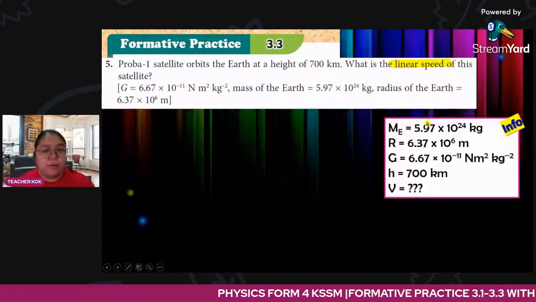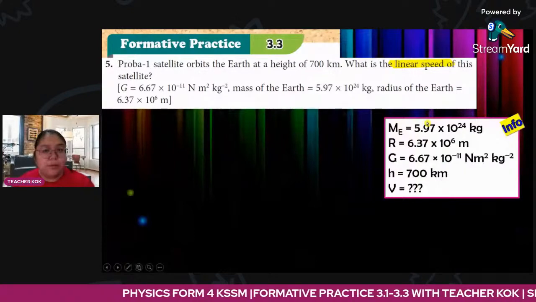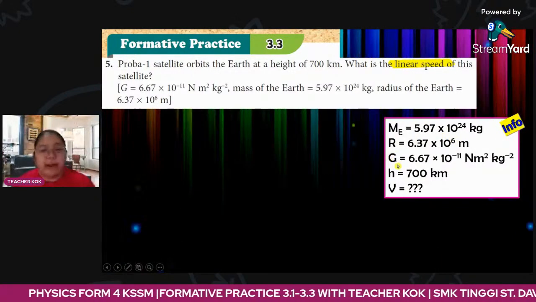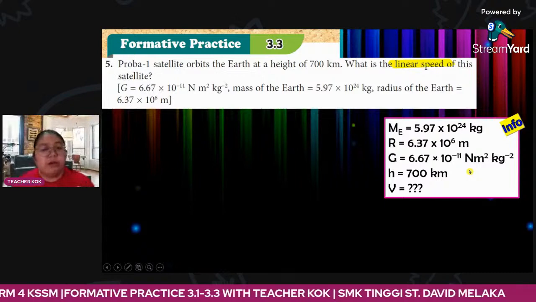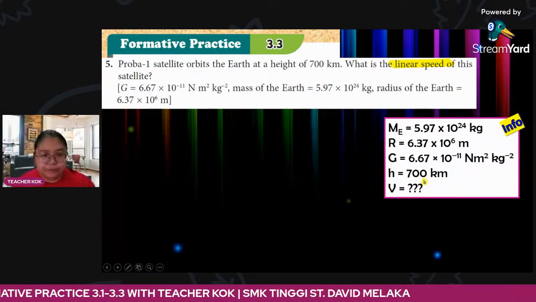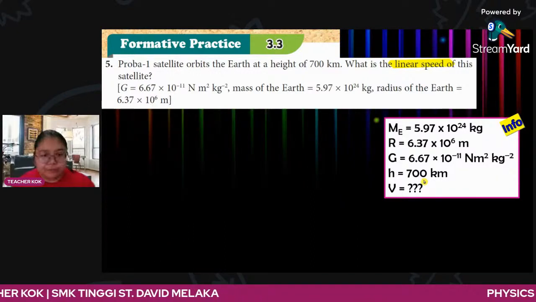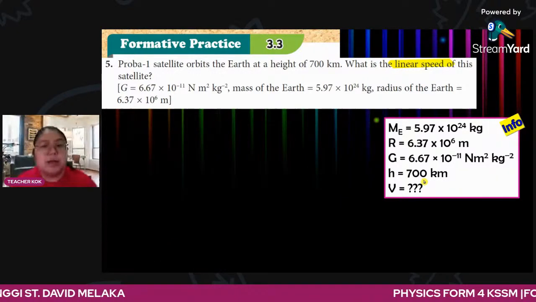The info provided: the mass of the Earth, then the radius of the Earth, then the gravitational constant, then h. h is extra because the satellite is located above the surface of the Earth. So they ask what is the linear speed.